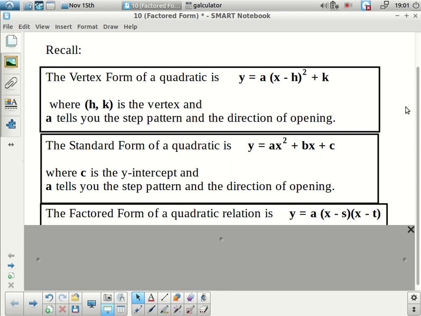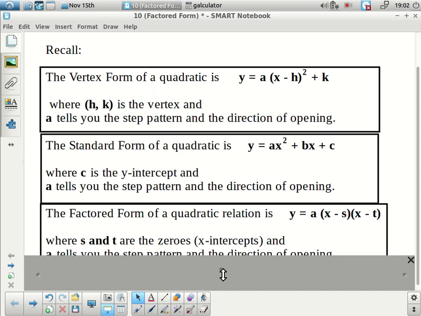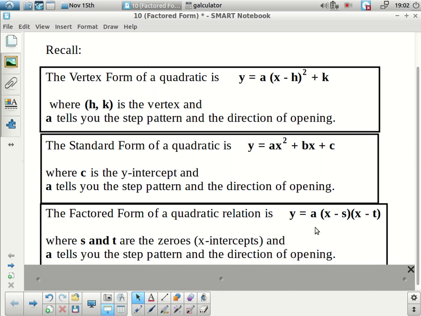Our third form is the factored form, which again we started looking at last Friday. So it looks like a, and then I have 2 sets of brackets, (x minus s) and (x minus t). And the information that I can get from this form is the zeros, s and t, kind of the opposite, right? I see the negative there, so it's the opposite of what I see here. Those are my zeros, or x-intercepts. And the a gives you information about step pattern, right? So again, in all 3 of these forms, that opening number, a, gives us the step pattern and the direction of opening.